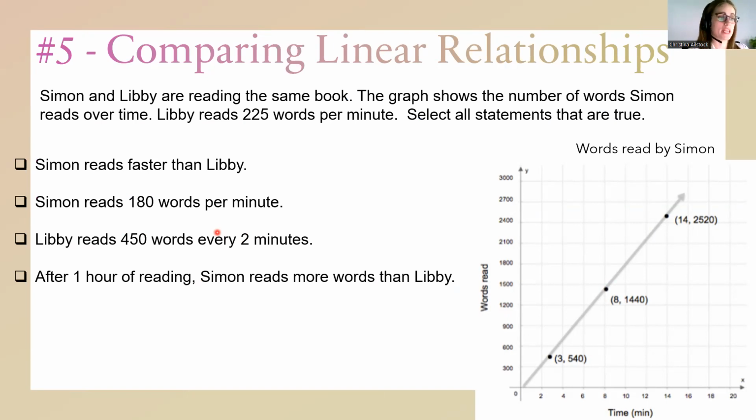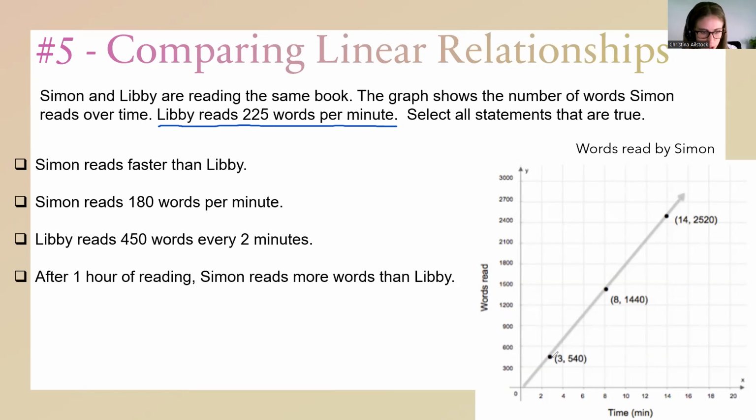So Simon and Libby are reading the same book. The graph shows the number of words Simon reads over time. Libby reads 225 words per minute. Select all the statements that are true. All right, well, if I'm going to compare, I need to have the same information for both. And I see that Libby's slope, Libby's unit rate is 225 words per minute. So I need to find the unit rate, I need to find the slope now for Simon.